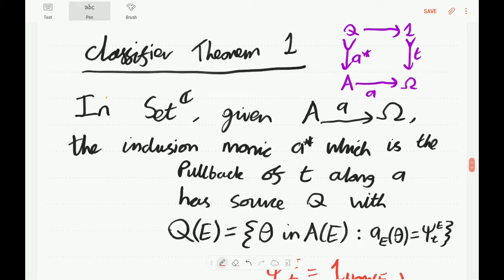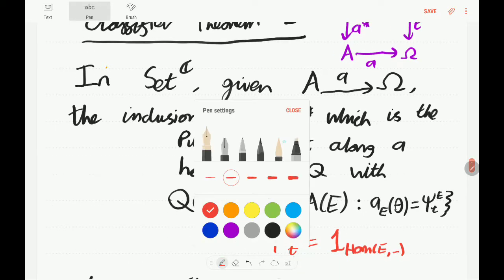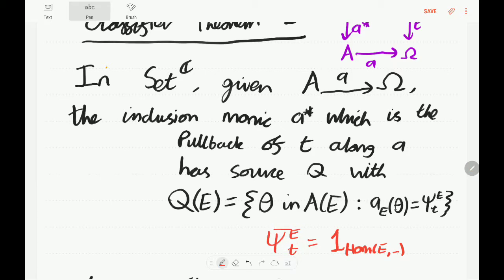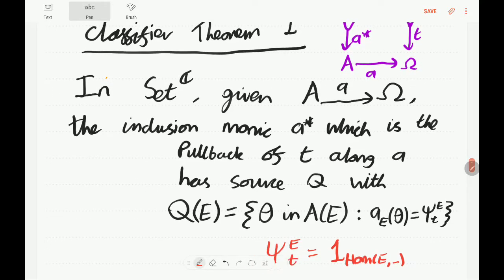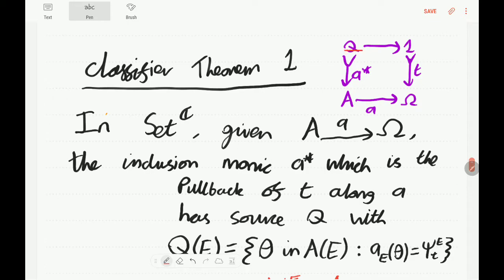So it's basically a pretty simple idea. Basically, we're just saying that, because these are the elements in omega which correspond to true, if we look at the E-th component of A here, and we look at the things that it sends to these E-type elements of omega which correspond to true, they're the things that are going to be present in this subobject, which is the pullback of true along A.